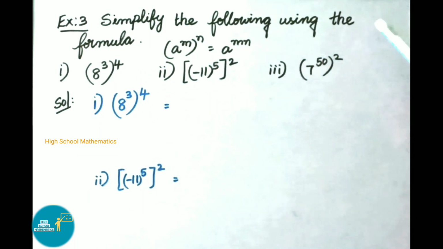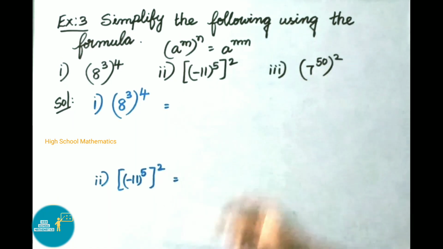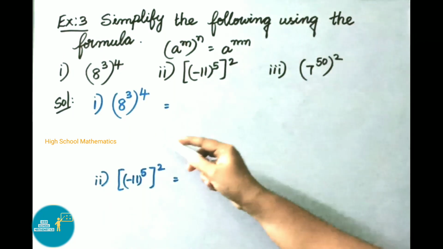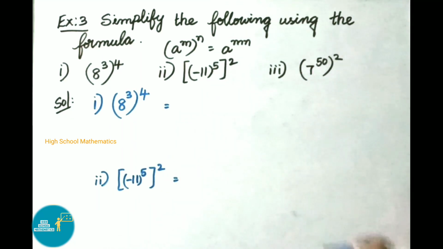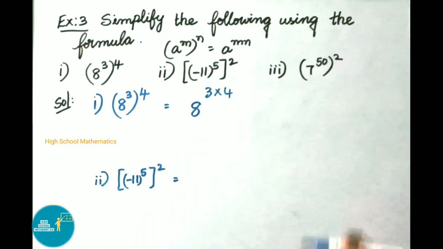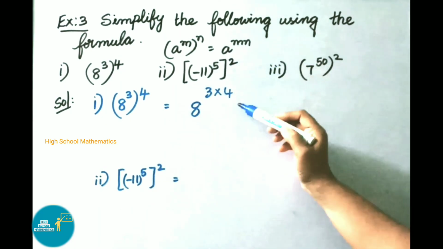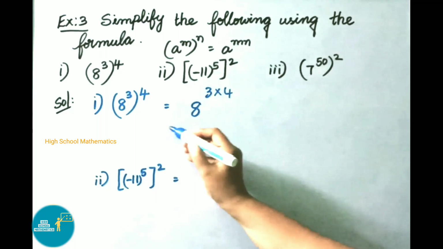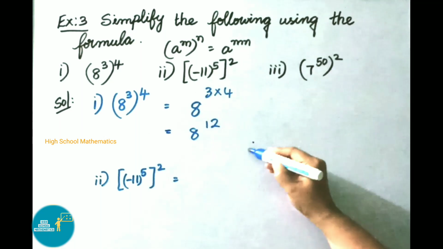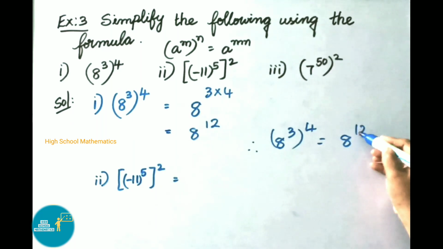See now example 3. Simplify the following using the formula a power m whole power n equals to a power mn. See the first sum, 8 power 3 whole power 4. It is looking like a power m whole power n formula. So we have to write 8 power 3 into 4. That is a power m whole power n is equal to a power mn, that is a power m into n. So we have multiplied these exponents. That equals to 8 power 3 into 4, how much? 12. Therefore, 8 power 3 whole power 4 is equal to 8 power 12.